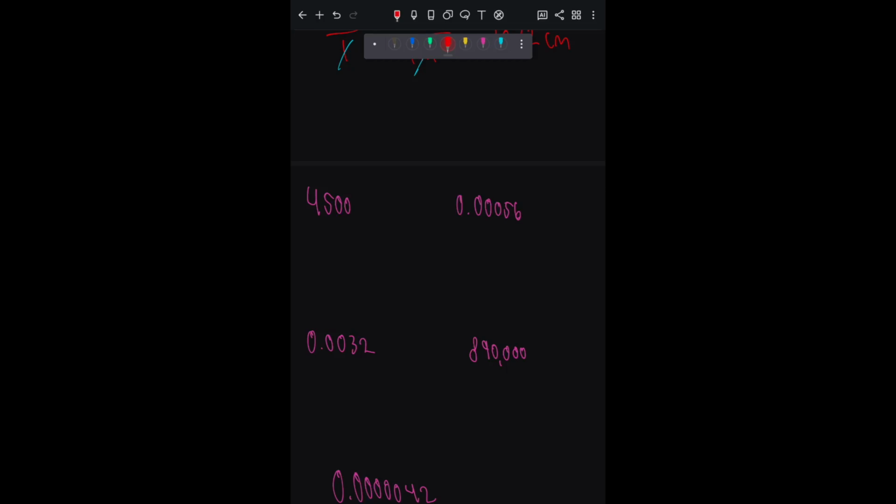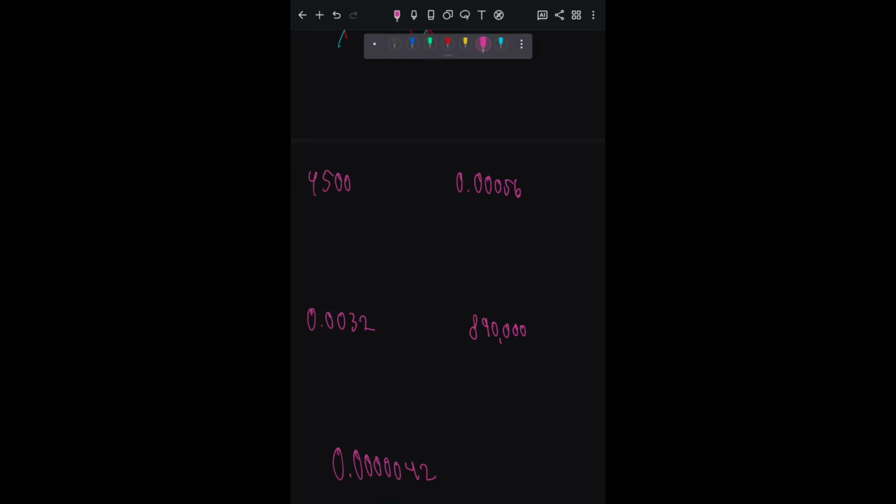We want to put 4,500 in scientific notation. With scientific notation, the decimal usually wants to be after the first digit. So we know the decimal point's right here. How do we get here? Well, you move the decimal point 3 times: 1, 2, 3. So we know it's 4.5 times 10, and that exponent represents the number of times we move the decimal point.